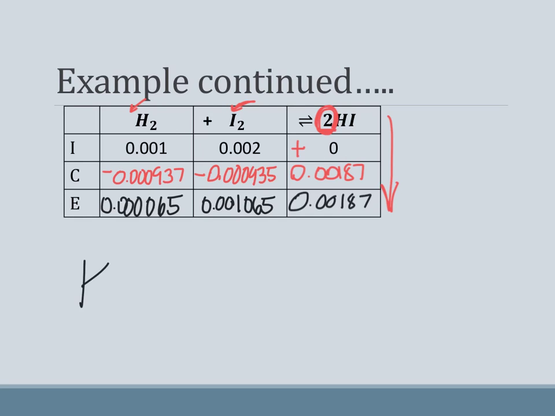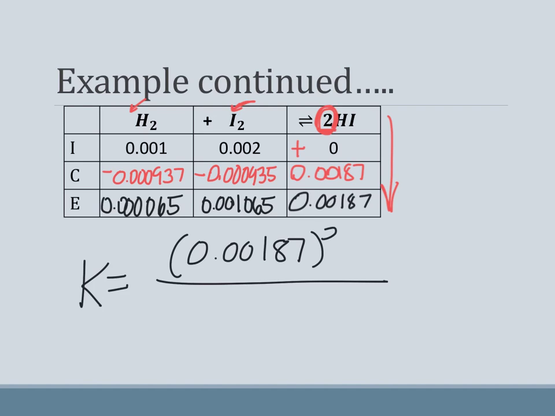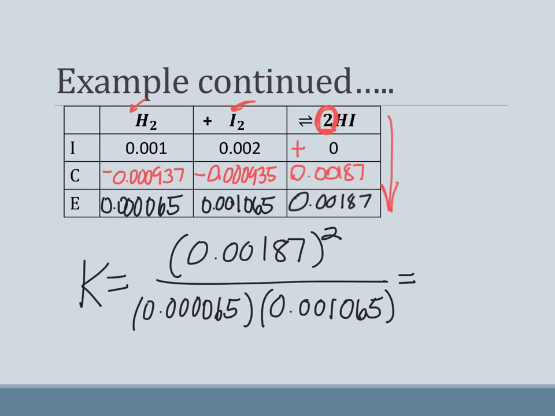So in order to find K, we take the products over the reactants. So our first product is 0.00187, and we know that that is squared. And we are going to divide by the reactants. So 0.00065 and the 0.001065. And when you do the math and the multiplication, you get a K value of 50.5.